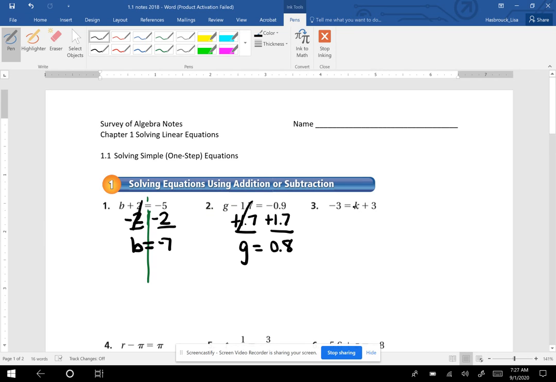For number 3, it's okay that the variable's on the right-hand side. We just want to get that variable, the letter K, alone on that right-hand side. So to do that, I need to move the plus 3 by subtracting 3 on each side. Negative 3 minus 3 is negative 6. Don't forget to put your equal sign. I bring down my K, and the 3 minus 3 cancels out.